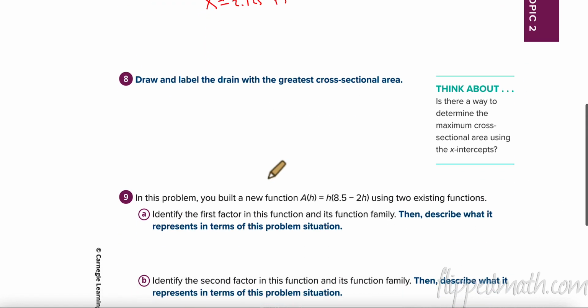That will be our axis of symmetry. Then it says draw and label the drain with the greatest area. So we now know that we have a 2.125 height and a 2.125 width. And that should give us our greatest area of 9.03125, or whatever we found there, right?